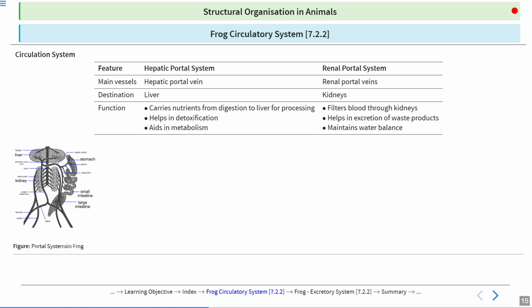Now, functions of the renal portal system. It filters blood through the kidney because it contains a lot of nitrogenous waste substances. When it passes through the kidney, all the nitrogenous waste will be removed. It helps in excretion of waste products, so the excretory substances brought from the lower parts of the body are removed. It also maintains the water balance. So this is the function of the renal portal system, and this is the function of the hepatic portal system. It increases the efficiency and the purity of the blood.